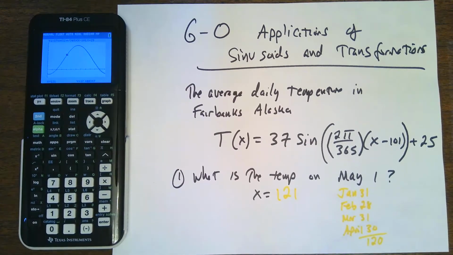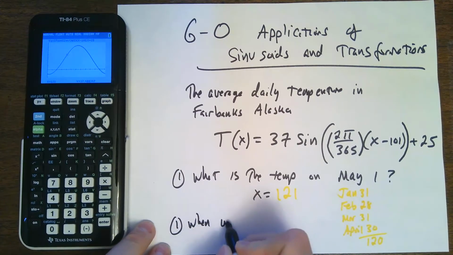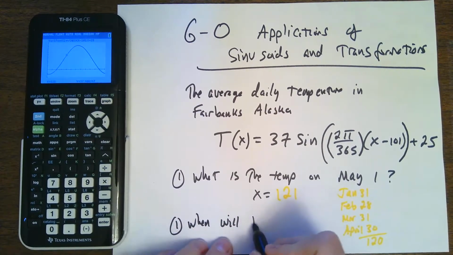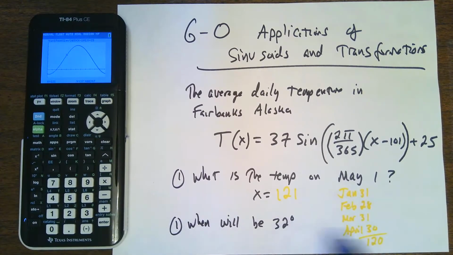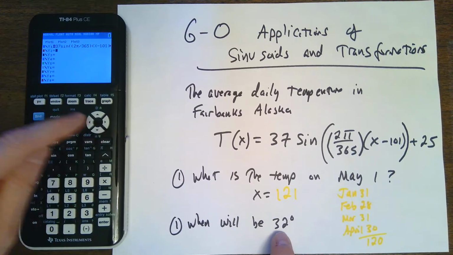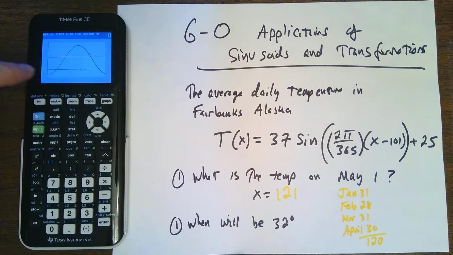I could also ask the question, when? When will the average daily temperature be at least 32 degrees? So when will the temperature be at least 32 degrees? Now to do that, in my y equals, I'm going to plug in 32 and graph it. And so this is 32. So these are my average daily temperatures getting warmer and warmer and warmer. What day is that right there?